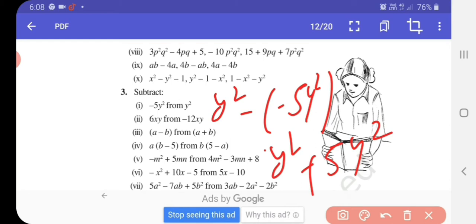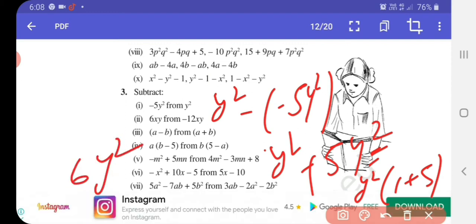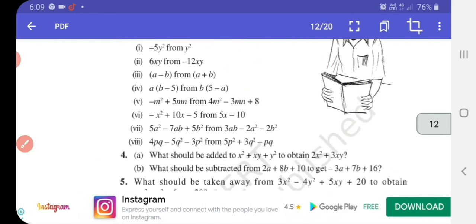So you solve it with y square as common, then in the bracket we have 1 plus 5, that is 6. So your answer is 6y square. Okay, understand? This type you have to complete for the full question number 3.